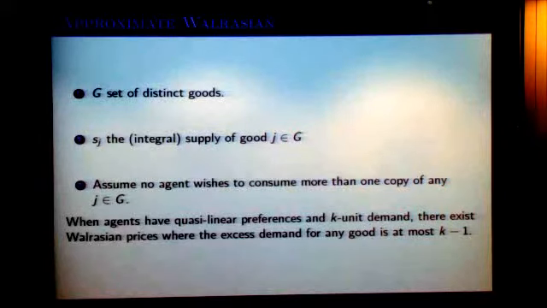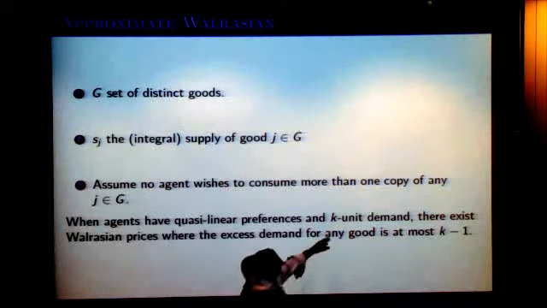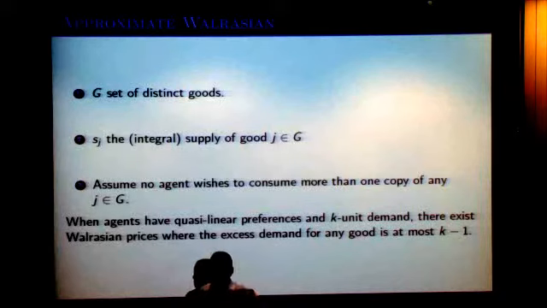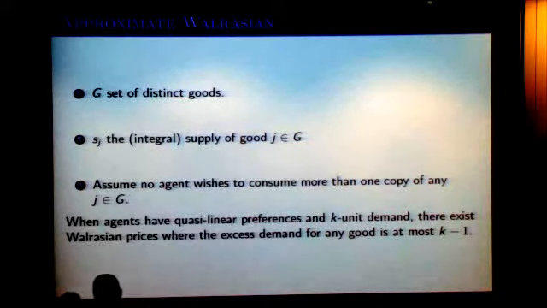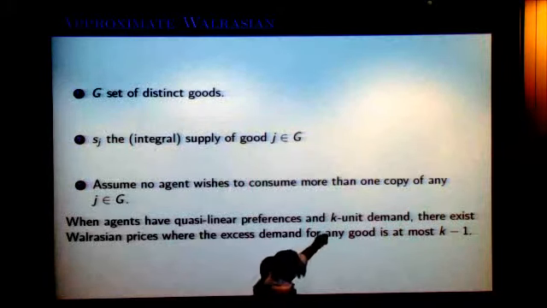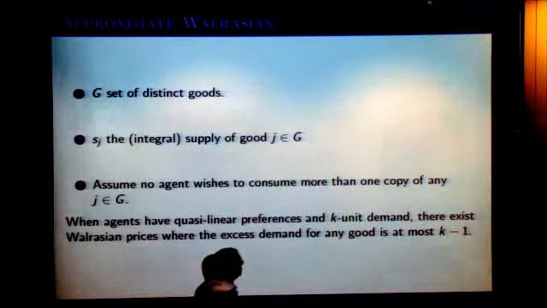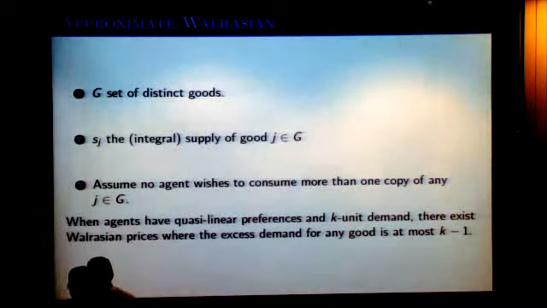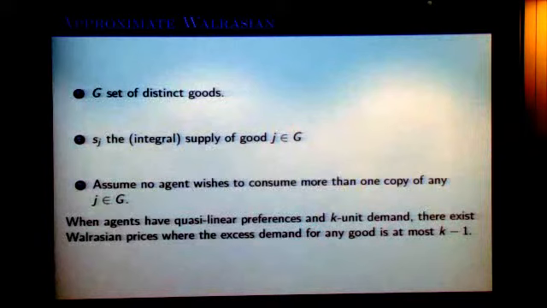Another way to interpret this result is that K, in a sense, determines the degree of complementarity in preferences. When there are complementarities in preferences, then valuation prices that support the efficient allocation do not exist in general. But if the degree of complementarity is in some sense small, and that's measured by this K unit demand assumption, then there exist valuation prices that approximately clear the market.